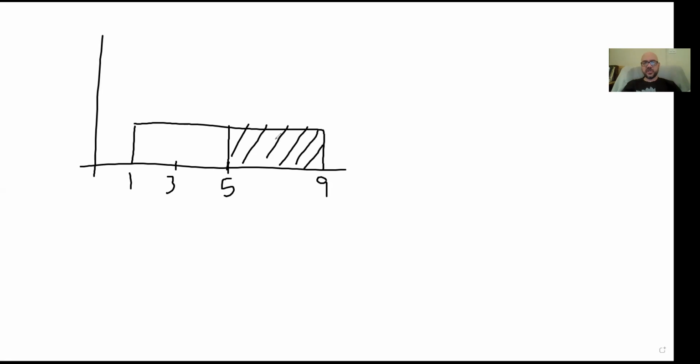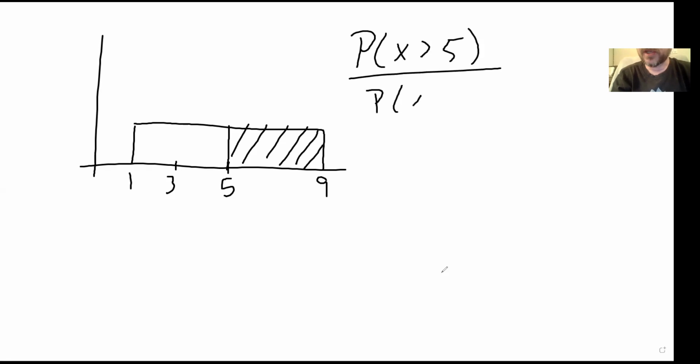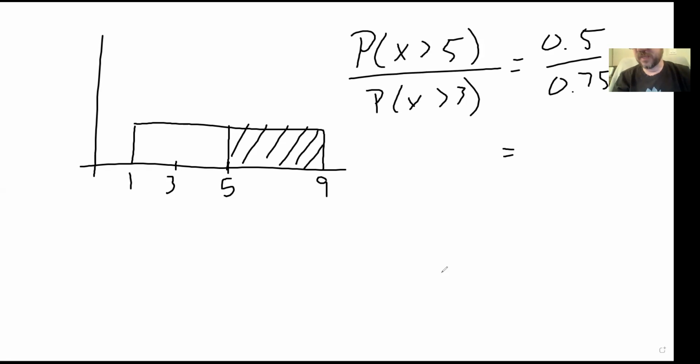So really, this is just the probability that x is greater than 5. So what I'm going to find here is the probability that x is greater than 5 divided by the probability that x is greater than 3. And you can do some quick math. This is 0.5, and this is 0.75. I'm not going to explain how to do that. I think it's clear enough from the previous parts. This comes out to be 2/3, or if you wanted percentage points, 66.7% or thereabouts.